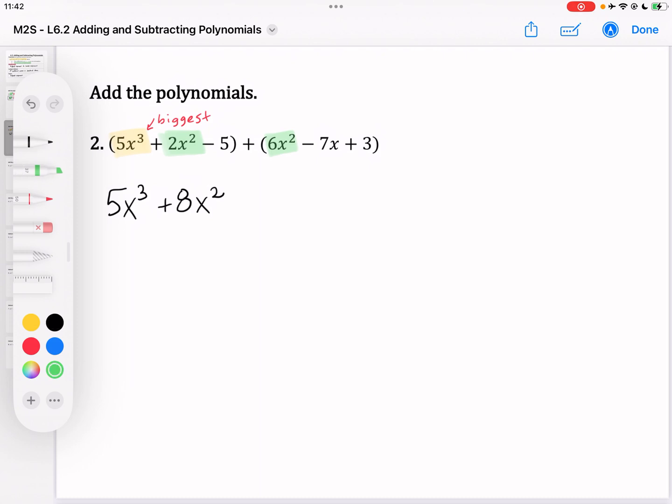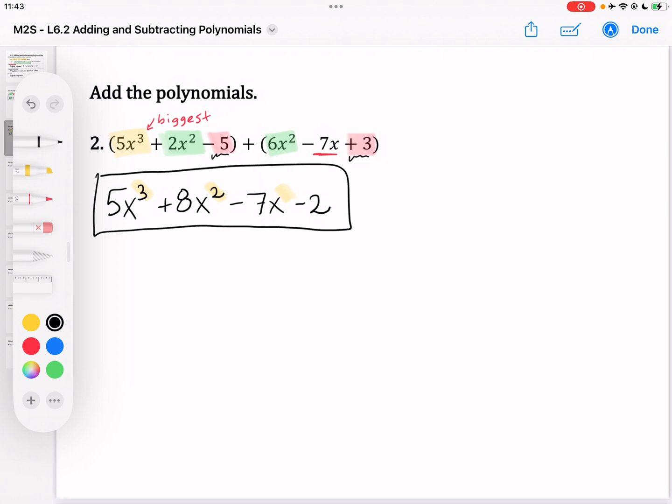Now this is where I usually just go to the next biggest exponent, but if you don't do that, you might just have to rewrite things in the right order. But you'll notice there's this -5 and that 3, but there's also that -7x that doesn't have a like term. There's no other term that has an x on it. So I'm just going to bring that one down just so I'm in standard form. I'll put it after the x squared. And then I'll go ahead and add the -5 with the 3. So -5 plus 3 is -2. And now I have everything in standard form because I'm going biggest exponent to lowest. So that's my final answer.